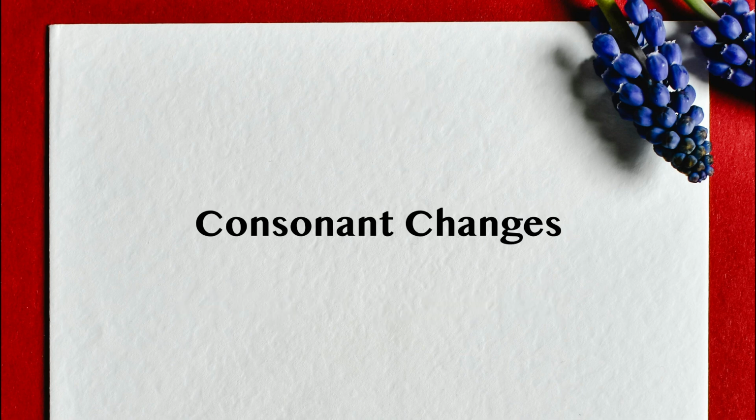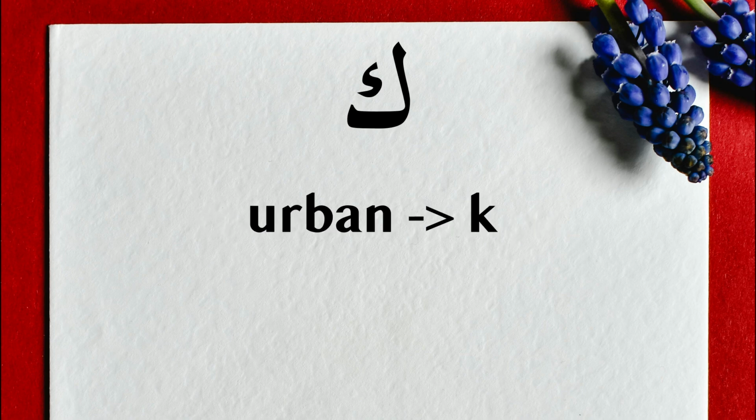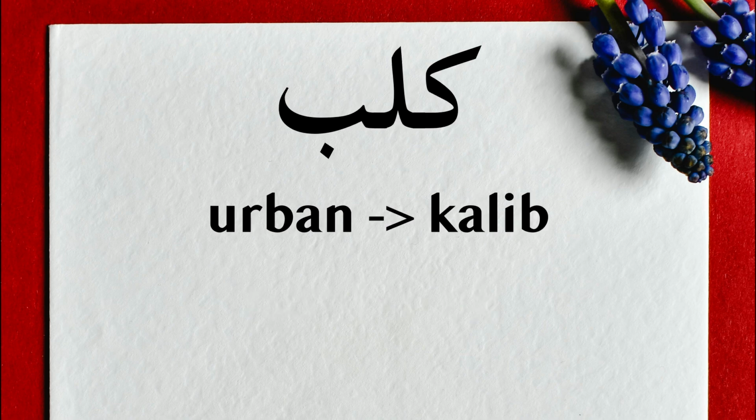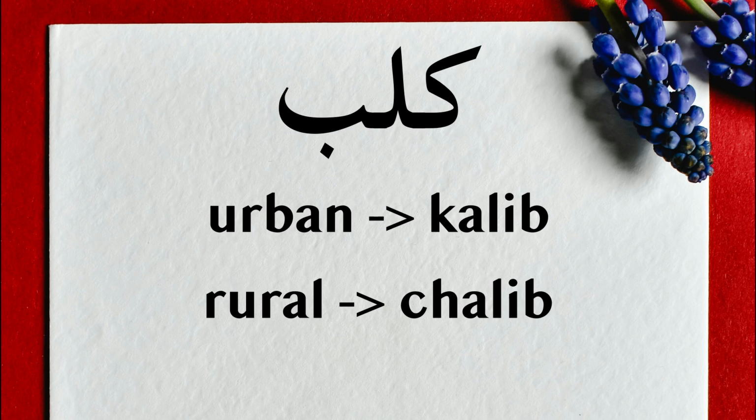Let's move on to consonant changes. The letter kaf can sometimes be pronounced as ch in rural areas, though this is less common in urban areas. For example, the word for dog is kelib. In urban areas, it would be pronounced kelib. In some rural areas, you might hear chelib.